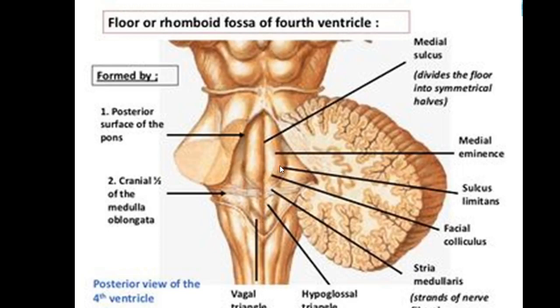The upper part here shows the facial colliculus. This facial colliculus is formed by the winding of the facial nerve around the sixth nerve nucleus. That is where the genu of the facial nerve raises an eminence in the floor of the fourth ventricle known as the facial colliculus.